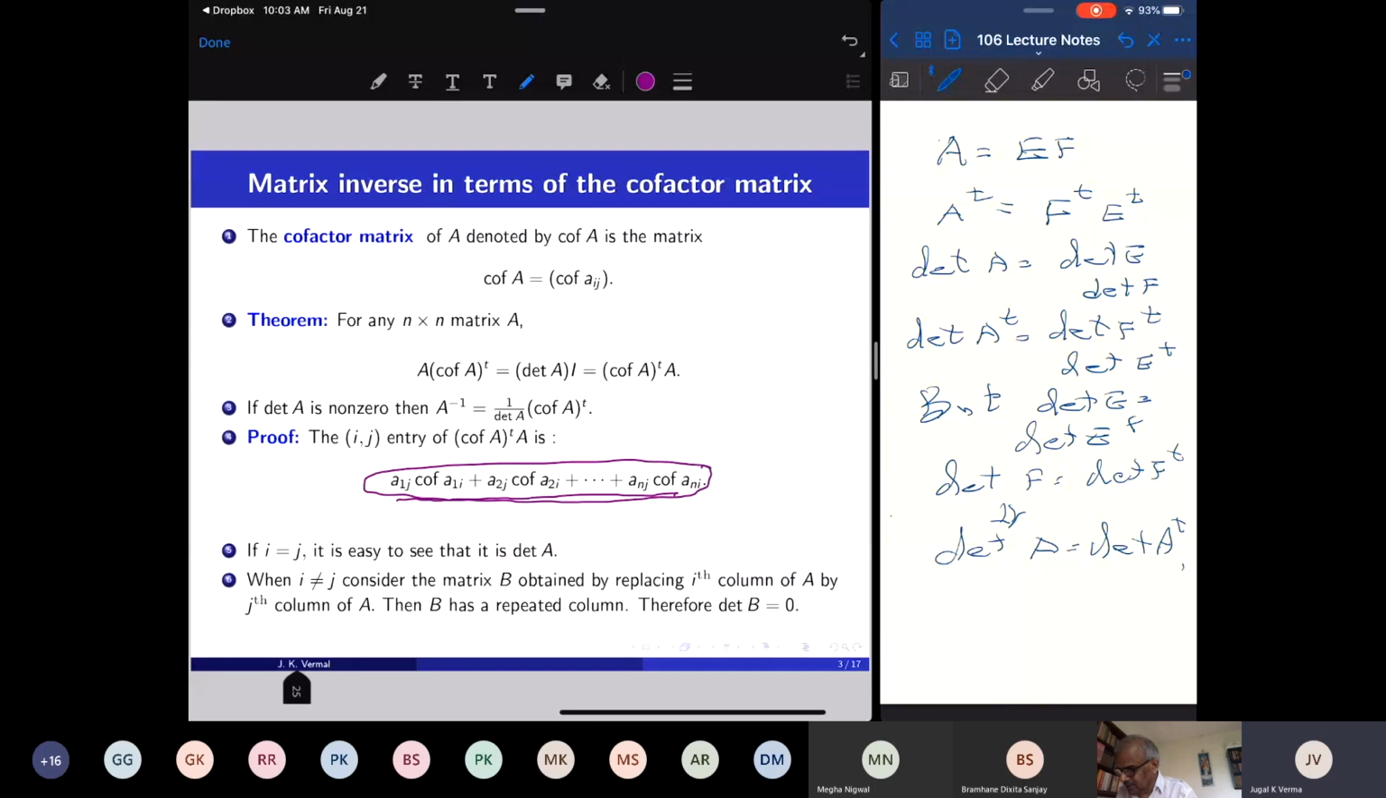If I is not equal to J, then replace the ith column of the given matrix by the jth column. Then I get a matrix B whose ith column and jth column are equal. Its determinant is 0, but expansion by the ith column or jth column gives me this formula. Okay. Therefore, this is equal to 0. And then we have proved that A times the transpose of the cofactor matrix is equal to this scalar matrix. What I have proved is that this product is equal to this scalar matrix.